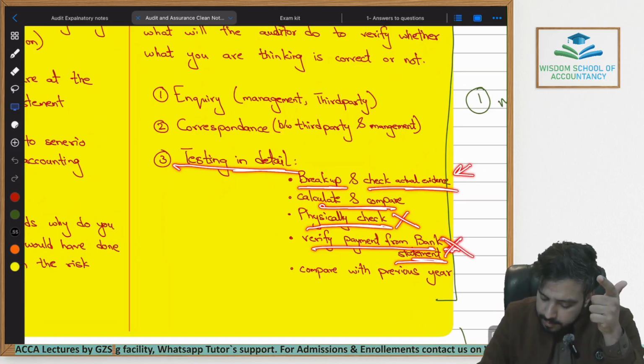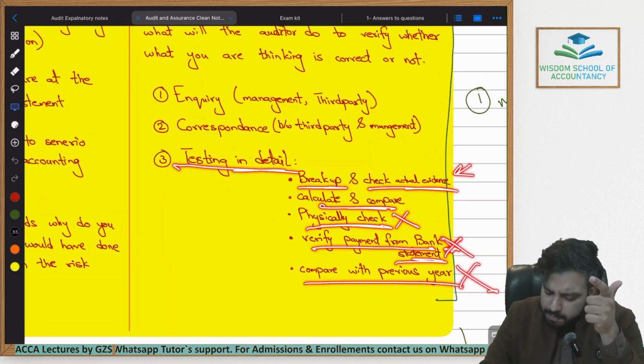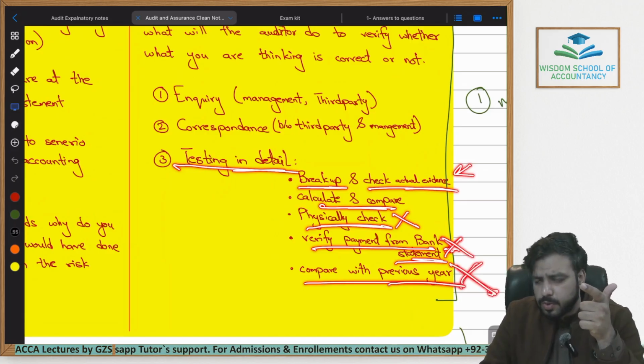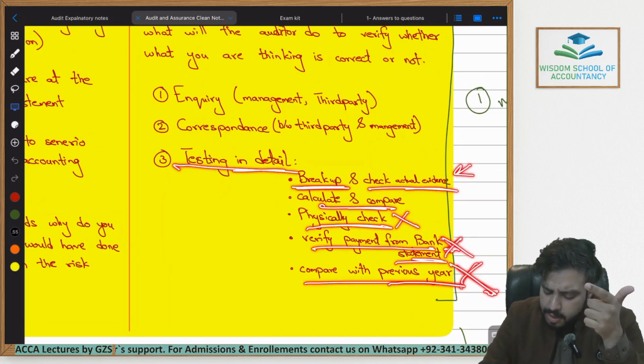This wouldn't verify it. Can we compare with the previous year? No. Analytical procedures can only be performed, and this obviously should be the last resort. I've always told you that. You can't compare every single thing. What we can do is tell the management to provide us a breakup.